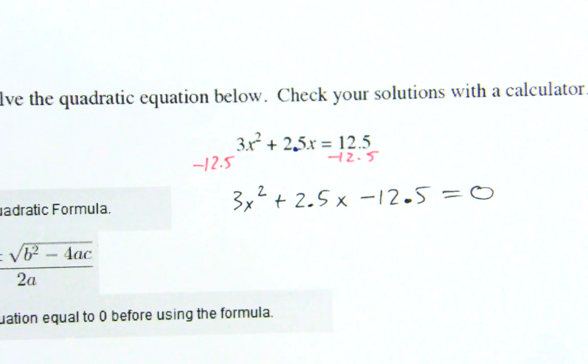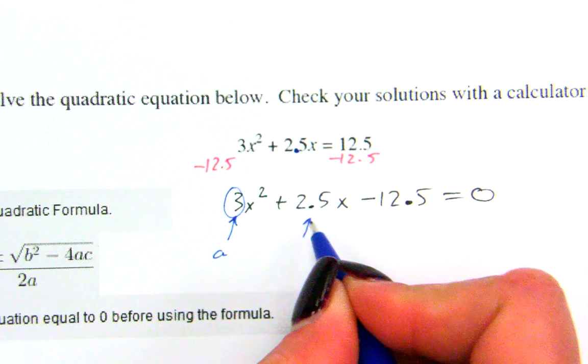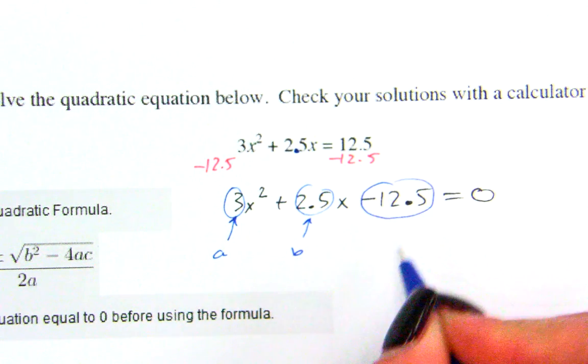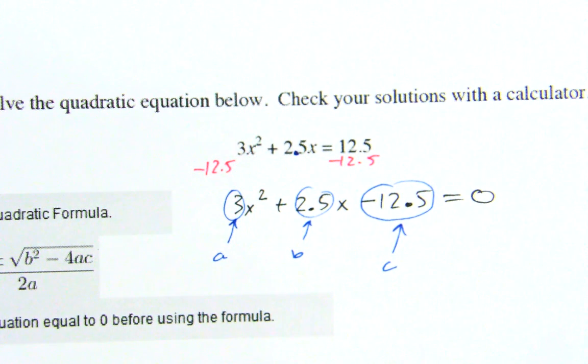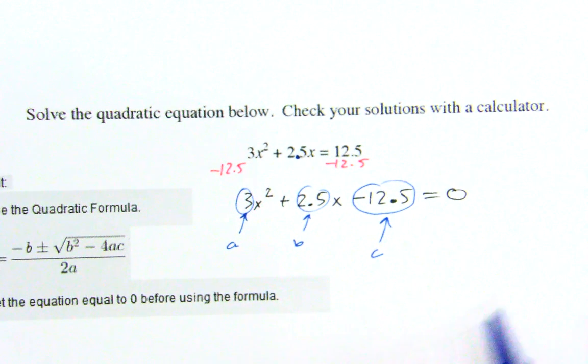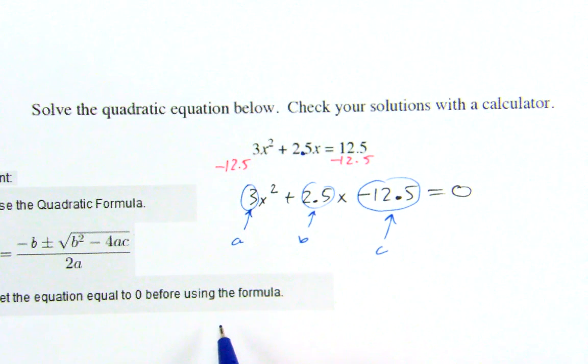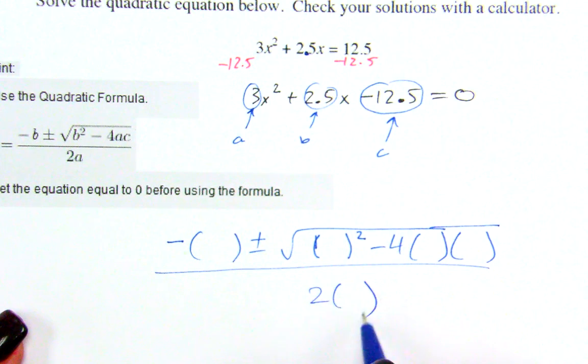All right. So your A is the 3, right? Your B is the 2.5, and your C is technically negative 12.5. And if you plug all those in, oh my goodness, I don't even know what we're going to get. It doesn't give us an answer, so let's see if we're correct or not. Okay, I'm just going to set this up. Negative b plus or minus the square root of b squared minus 4 times a times c all over 2 times a, so x equals.